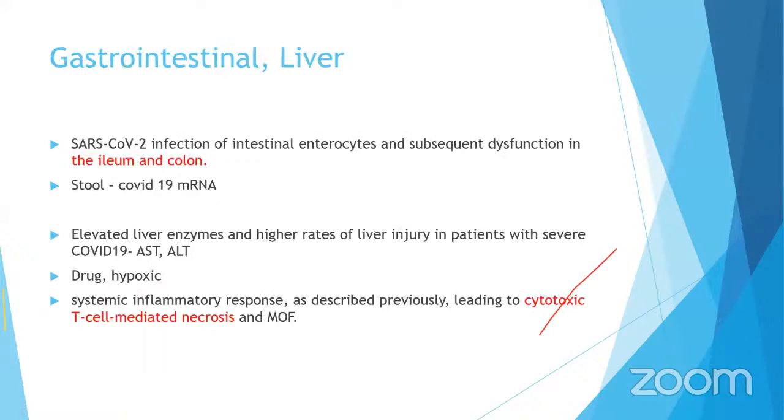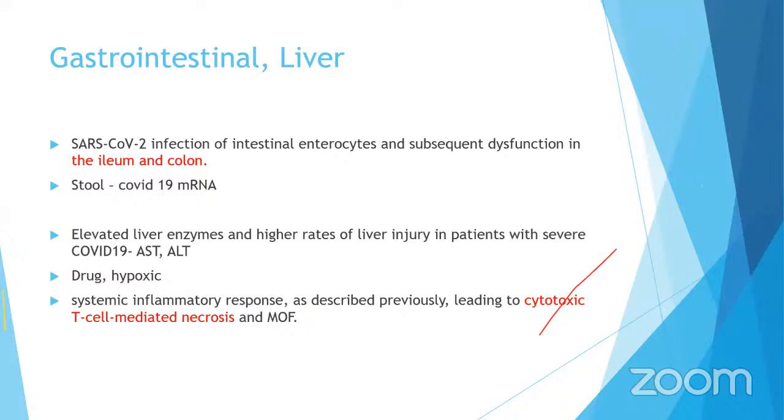How is the gastrointestinal tract affected? Patients usually present with gastrointestinal symptoms: nausea, vomiting, diarrhea, abdominal pain. SARS-CoV infection mainly affects through ACE2 on intestinal epithelial cells, and it also affects the intestinal enterocytes. The dysfunction mainly occurs in the ileum and colon. In stool you are going to see COVID-19 mRNA material released. You are able to see it, but there is no evidence that the stool transmits the SARS-CoV virus to other people.